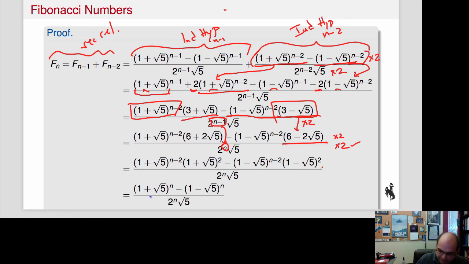So now I can combine them. That's 1 plus square root of 5 to the n, 1 minus square root of 5 to the n. Isn't that what it was supposed to be? So yes, success. That's the actual value that I wanted.